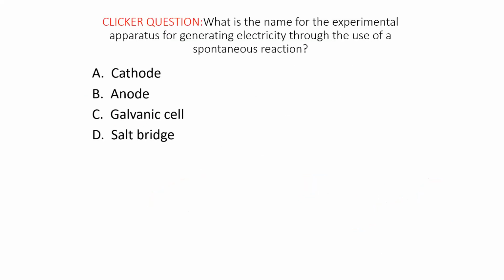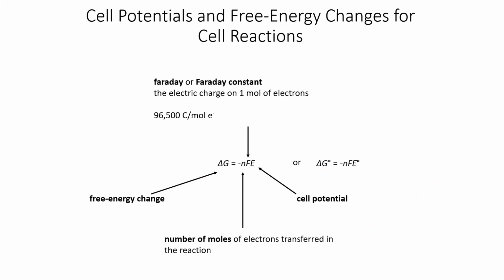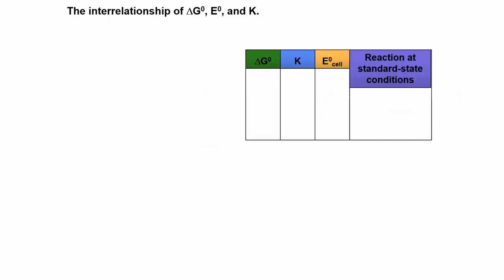Okay. Yeah, be able to do that. Let's see. Yep, this guy, be able to go from G to E and vice versa. If I give you an E, tell me what G is. If I give you a G, figure out what E is.